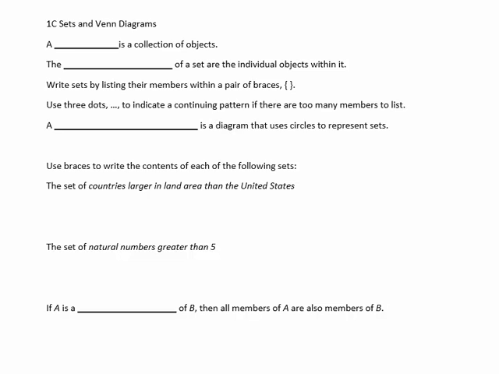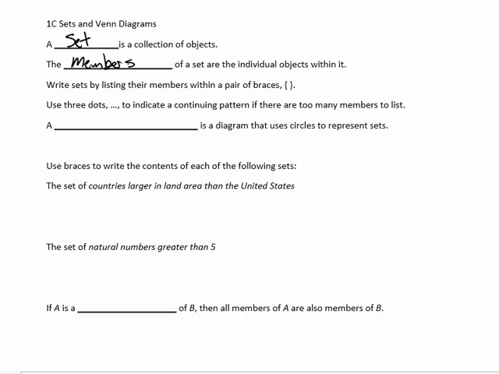Today we're going to talk about sets and Venn diagrams. So let's start with a couple of terms. A set, this first word, is considered to be a collection of objects. The members of the set are the objects within it.